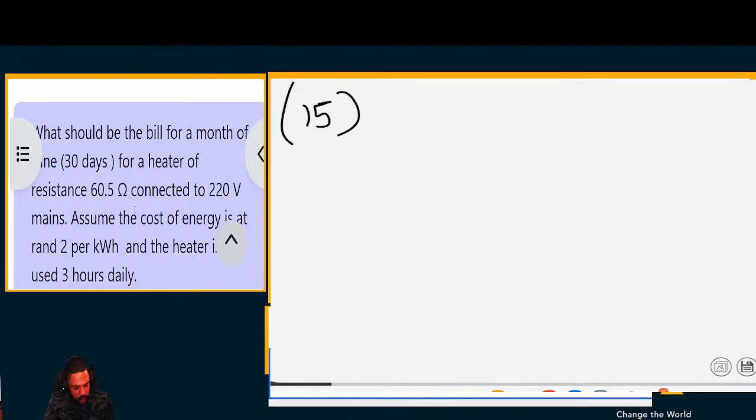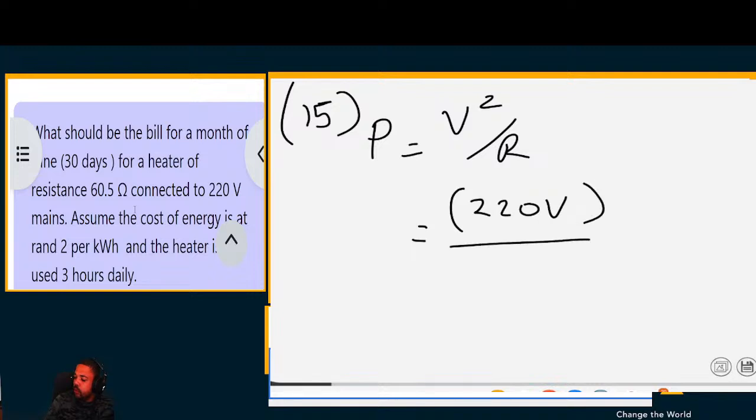So let's calculate. First of all, let's do some base math. Firstly, let's calculate the power. We know power is V squared over R. The voltage is 220, they gave that to us, and the resistance is also given as 60.5 ohm, named after George Ohm. If you do that math, 22 times 22 is 484, and then you take on two zeros and divide it by 60.5, you should get 800 watts.